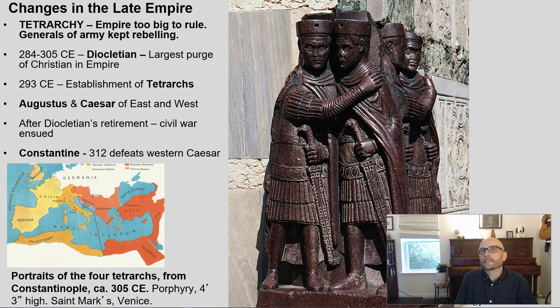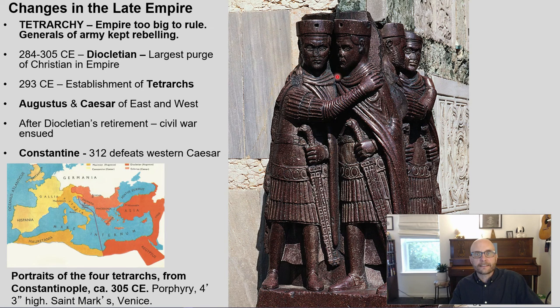We see an image here of the Tetrarchy. It's done in a purple stone called porphyry. Purple is a color associated with rule. Porphyry is a purple stone, but it's very rare. Purple dyes were very difficult to acquire, so purple clothing was very rare and expensive. So purple, because of its scarcity and its expense, was associated with leadership and rulership.